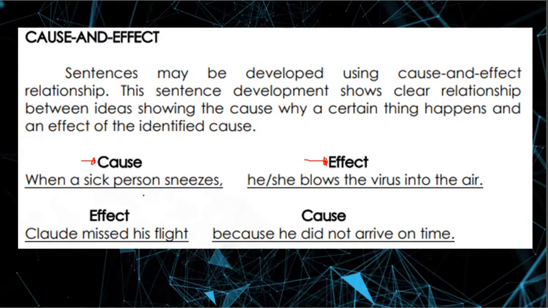When a sick person sneezes, this is the cause, and this would happen next: he or she blows the virus into the air. Why is there virus in the air? Because a sick person sneezes. So it could be reversible. Again, the cause is pretty much related with the effect.